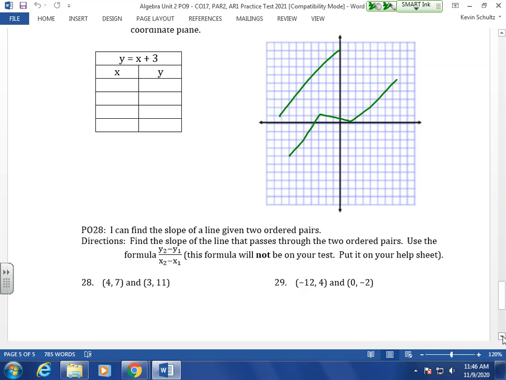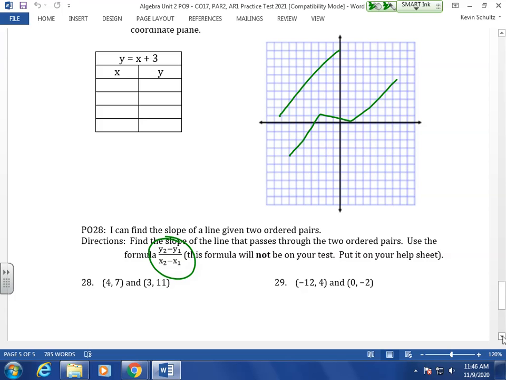And then for the 2 about slope, that's the formula for slope. I recommend putting it on a help sheet. It will not be on your test for you tomorrow. So if you like, oh, I remember doing that last year. Yeah, that's right. Okay, put it on a help sheet.